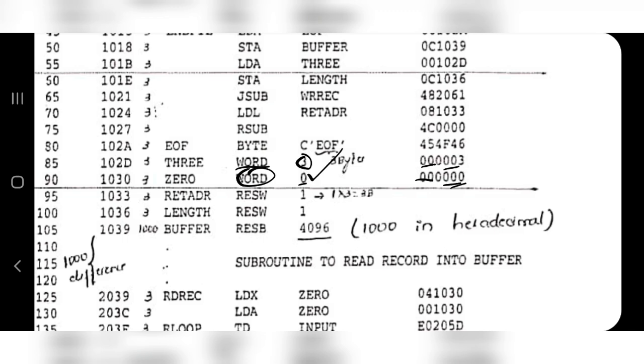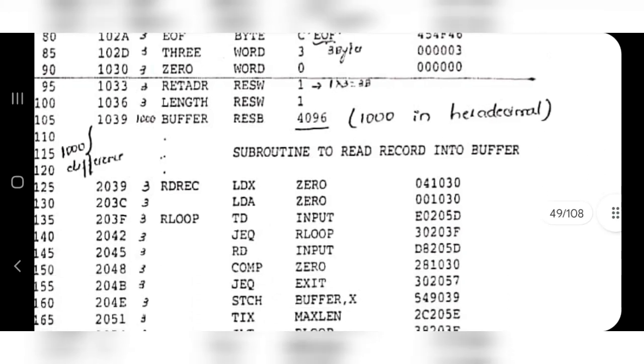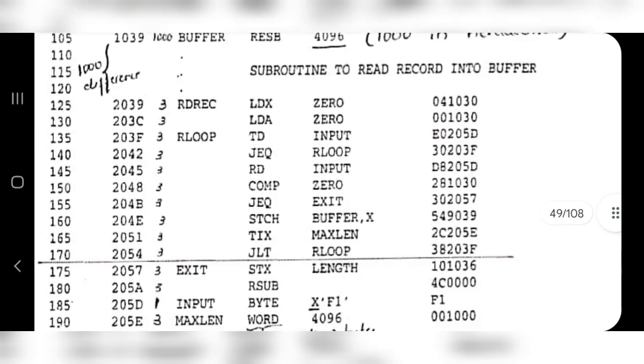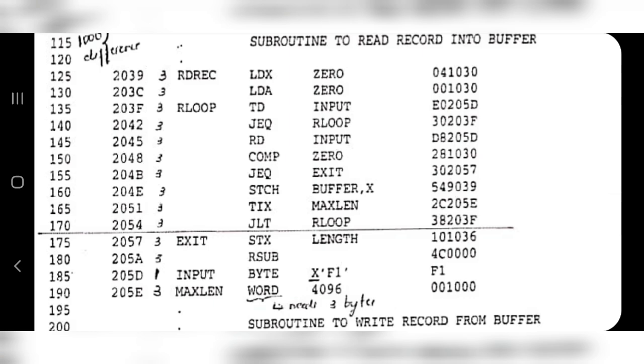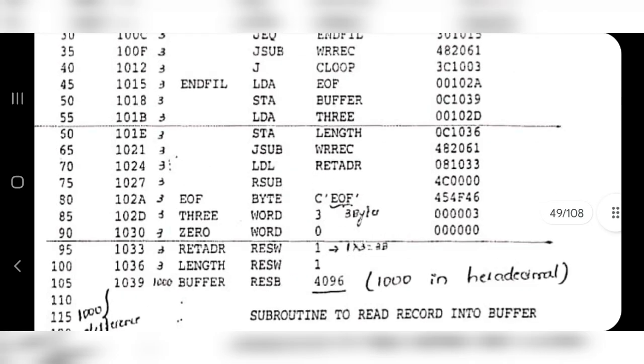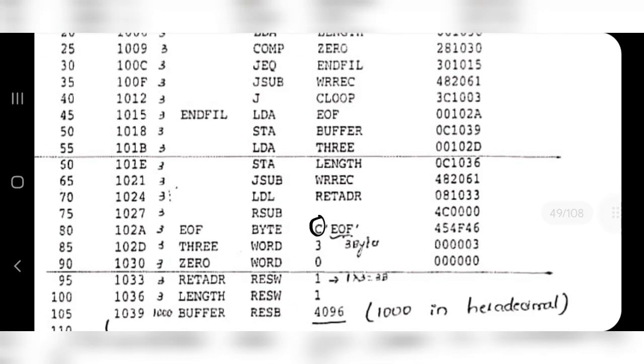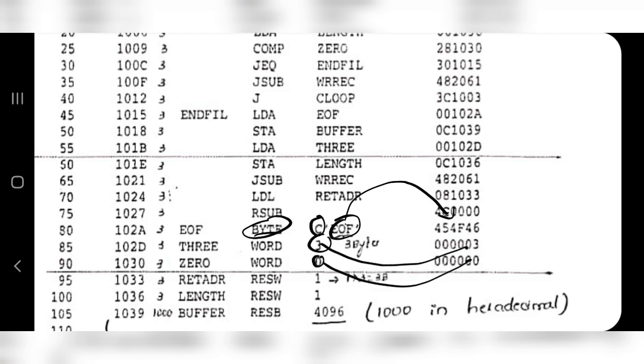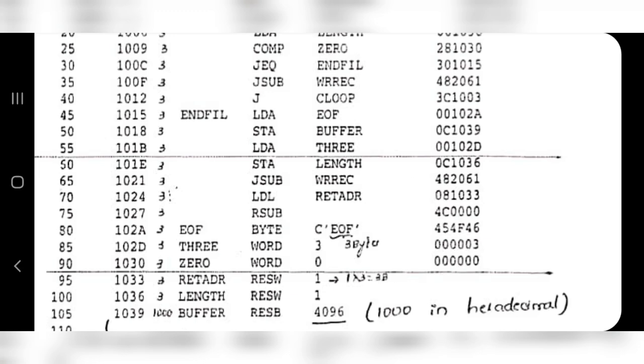For assembler directives like RESW and RESB, you will not be writing anything. Another difference is BYTE: if you get C of EOF, you do nothing special, you just write the equivalent of EOF, like how you did for WORD. For 3 you wrote 3, for 0 you wrote 0. For BYTE also you do the same thing: convert EOF into hexadecimal and write the equivalent value.